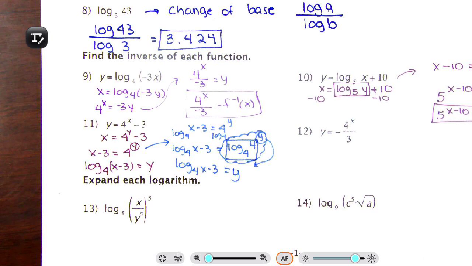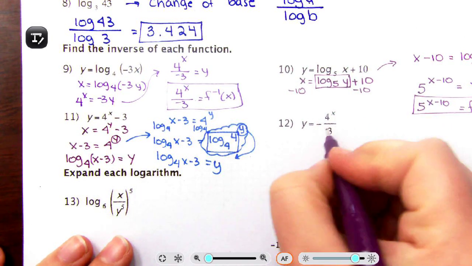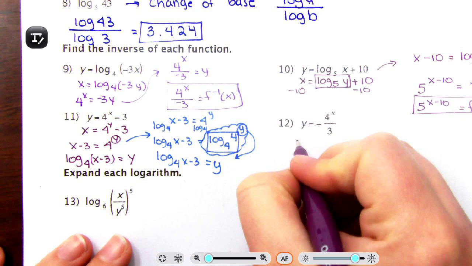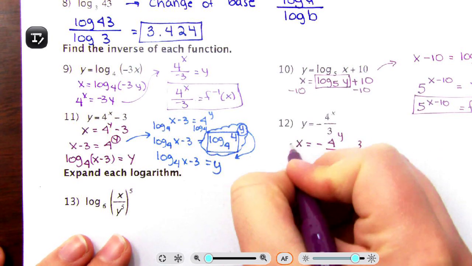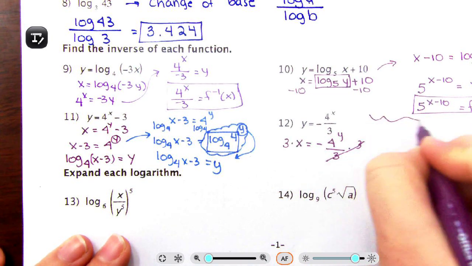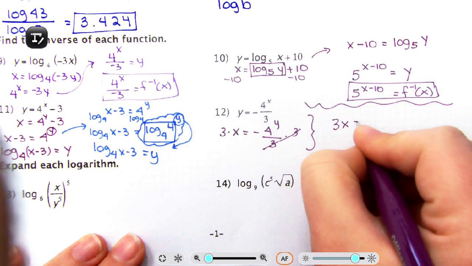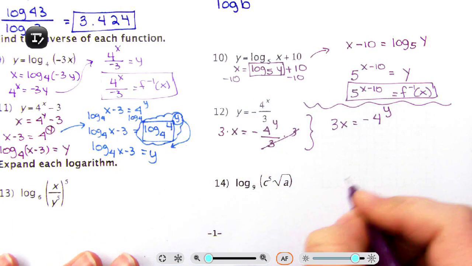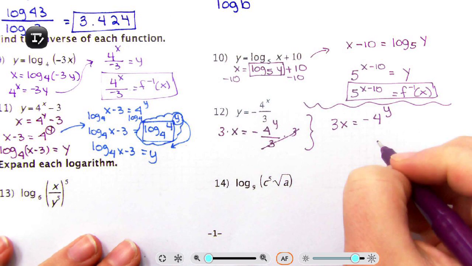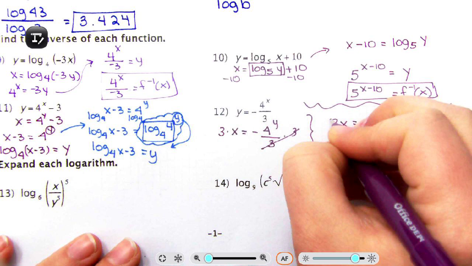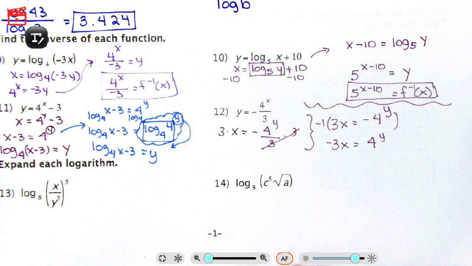All right, let's move on to number 12. Number 12, let me go back to that purple. Step number 1, here's your y's. Step number 2, switch your x and y's. Get that y by itself. And then again, I'm going to get rid of that negative. So I'm going to multiply everything by negative 1. So I have negative 3x is equal to 4 to the y power.